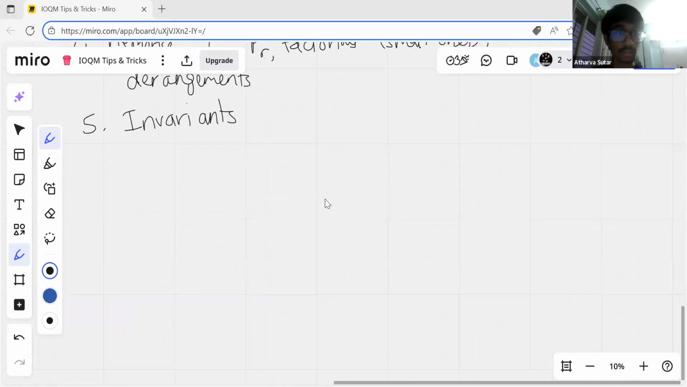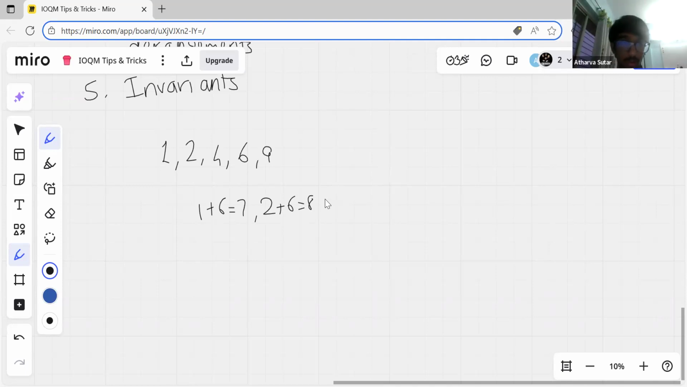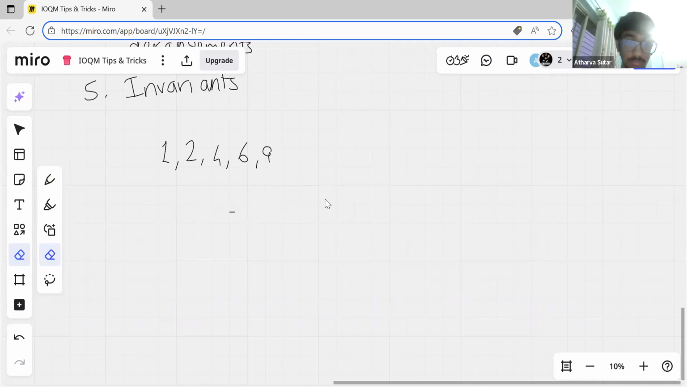So the problem is basically the numbers 1, 2, 4, and 6 are written on the board. Every minute, you write the smallest number such that no two of the numbers on the board sum to it. For example, in the first turn, you can't write 7 because 1 plus 6 is 7. You can't write 8 because 2 plus 6 is 8. But you can write 9 because no two numbers sum to 9. Three numbers do sum to 9, but we don't care about that. We're just looking at two numbers. Your job is to find the maximum number that can be written. Any ideas, you can speak up or type in the chat.